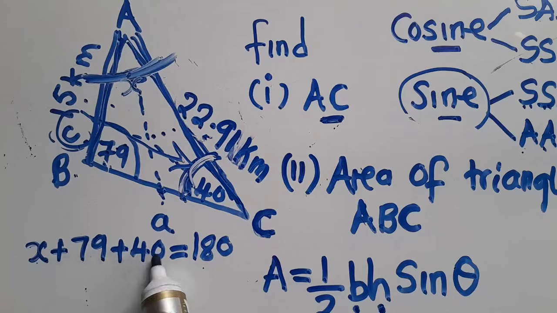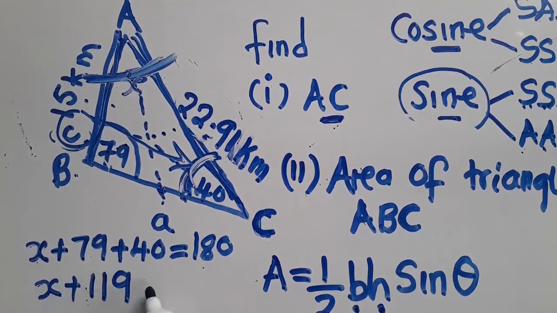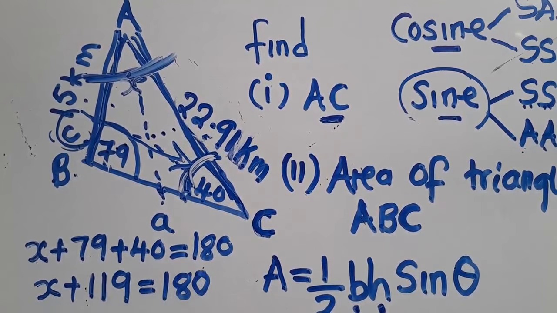So we add these two sides. So you say X plus, what is 79 plus 40? You say 79 plus 40. What answer are you getting? You are getting 119. Which is equal to what? Which is equal to 180, like that.